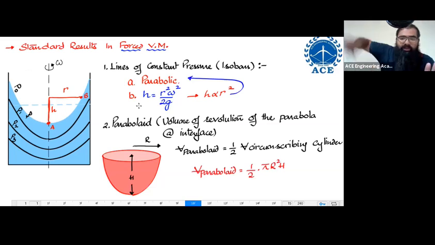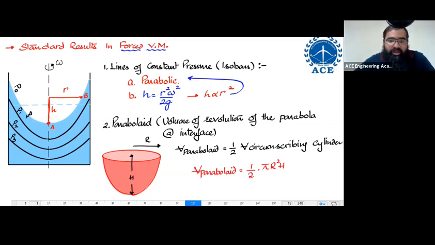The surface is not going to be parabolic. That equation I have mentioned over here. The equation is important. You can have questions coming from here. Second thing: the parabolic surface is actually a volume, a complete 3D picture, like a cup. That cup is going to have a height capital H and a radius capital R.